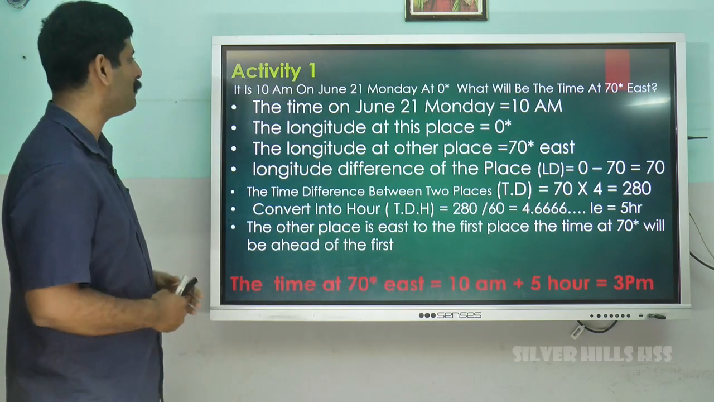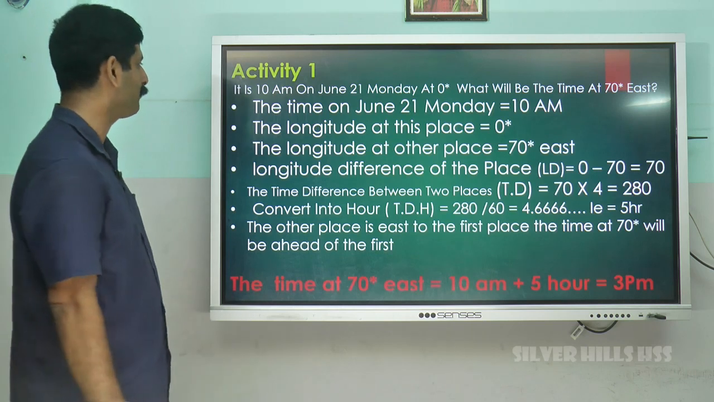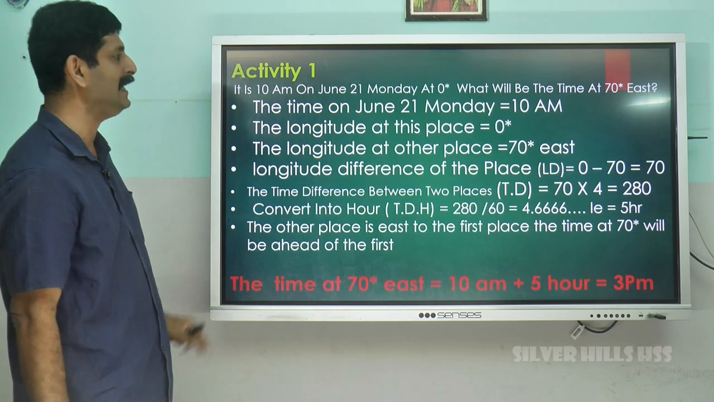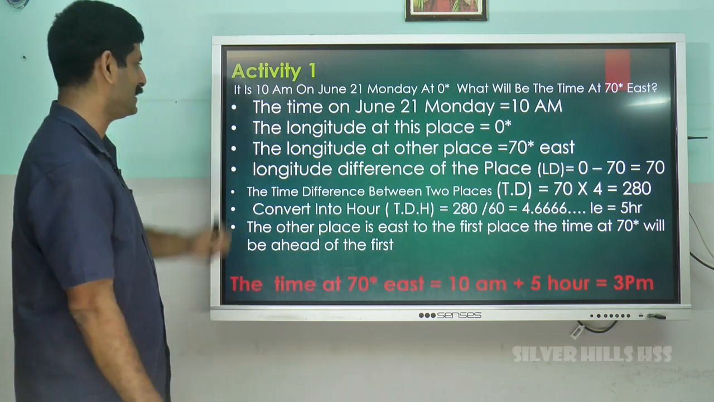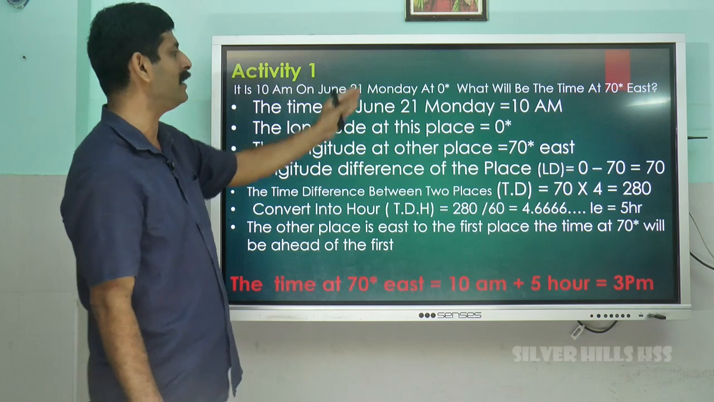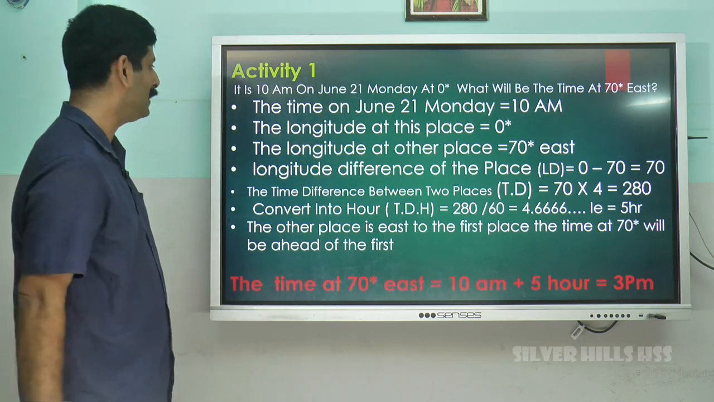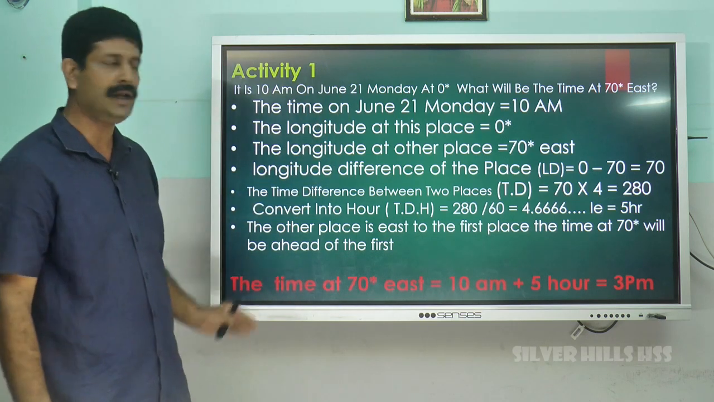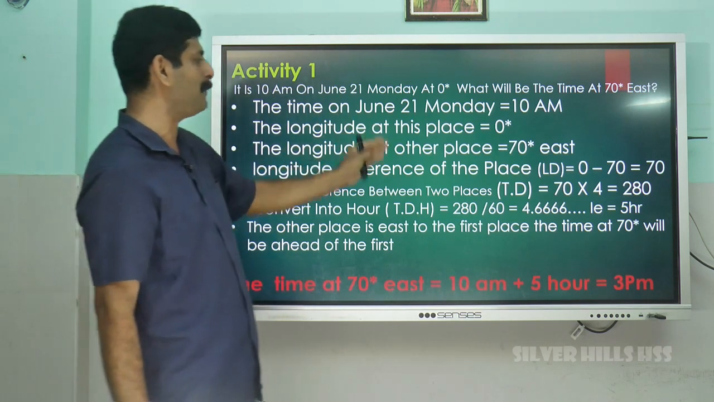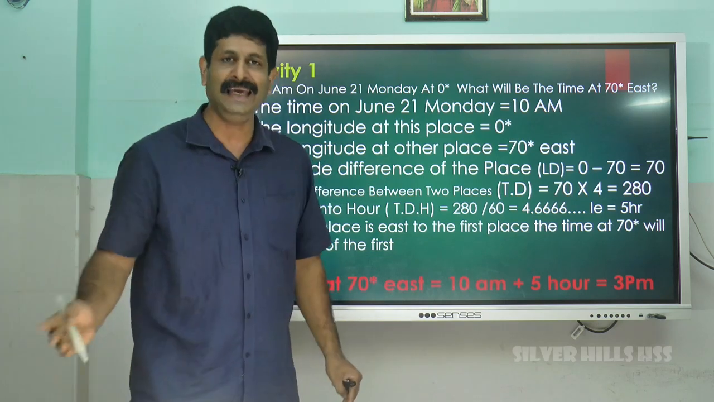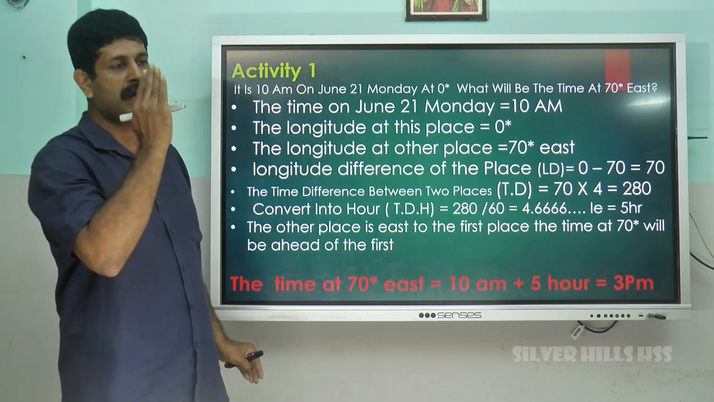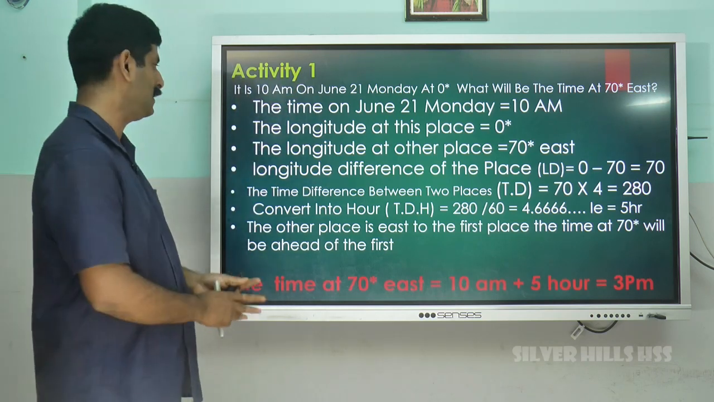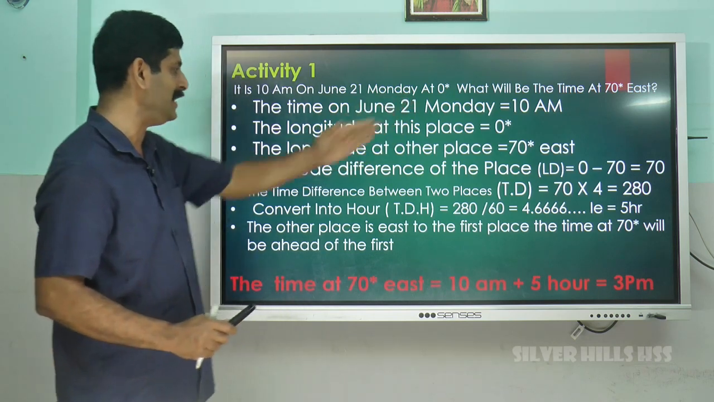It is 10 a.m. on June 21st, Monday, at 0 degree. What will be the time at 70 degree east? That was the question. The time on June 21, Monday, is 10 a.m. The longitude at the place is 0 degree, that is the Greenwich meridian that we already know. The longitude at the other place is 70 degree east. We already mentioned that when we are going through the east, the time will be added, the plus.